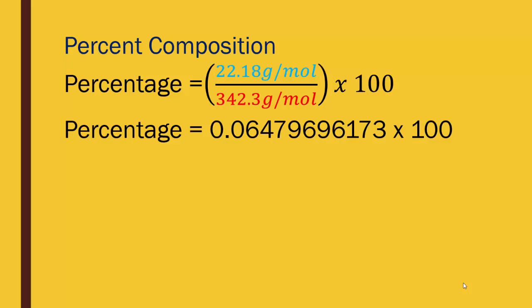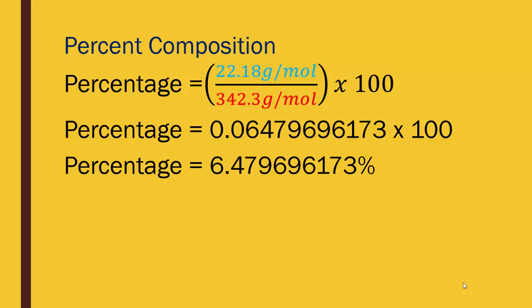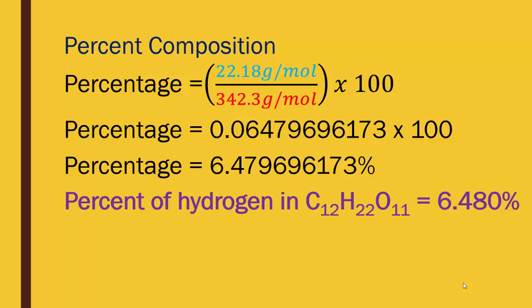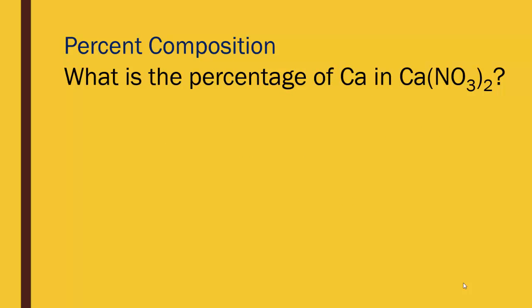So I'm going to get this, which ends up being this, but I have 4 sig figs in the numerator, 4 sig figs in the denominator. So my answer should have 4 sig figs. So the correct answer is 6.480%. Okay, let's go to a second example.